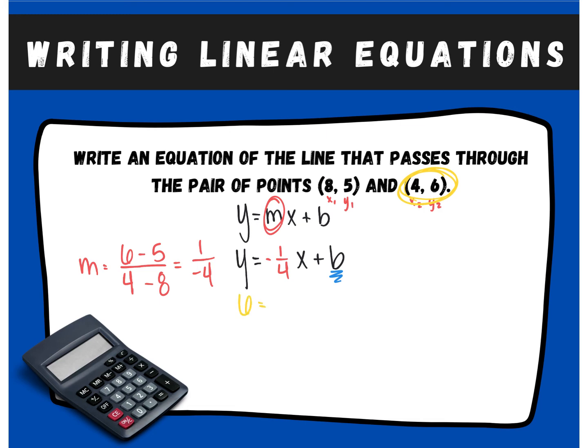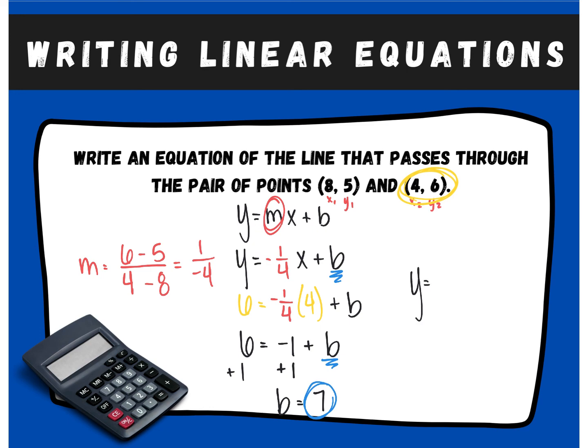So I'll plug in a 6 for my y. I have negative 1/4 for my slope. Again, I'm going to use parentheses around my x. That's just to help me remember that I need to multiply. Now, 6 is equal to negative 1/4 times 4, which is negative 1, plus b. And in order to get my y-intercept, I need to isolate that b, so I'll add 1 to both sides. That tells me that b is equal to 7, which is the y-intercept I was missing all along.